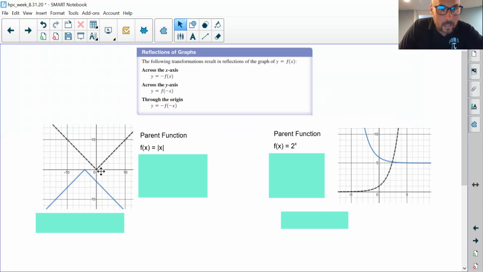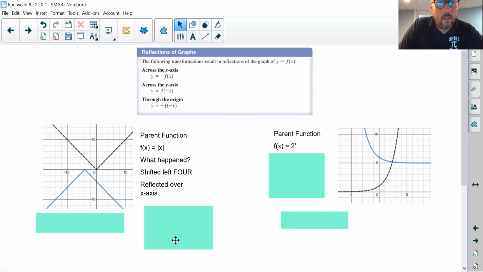Notice it went to the left 2. So inside the grouping symbol, I'm going to have x plus 2. But it also flipped upside down, which means it's a reflection over the x-axis. Oh, I'm sorry, left 4. I forgot my units. This is negative 10, so this is 2, 4, 6, 8, 10. So to the left 4. So x plus 4 will be inside the grouping symbol here.